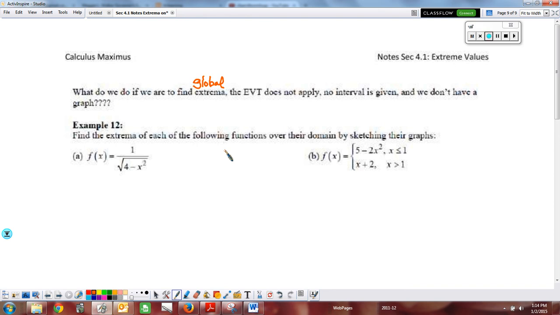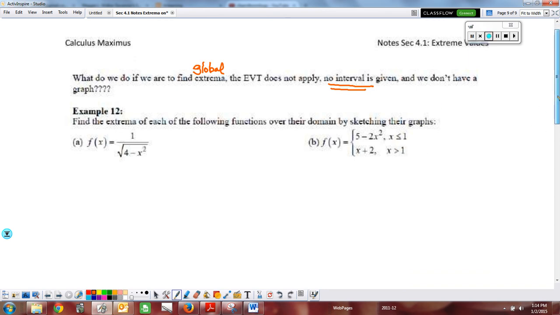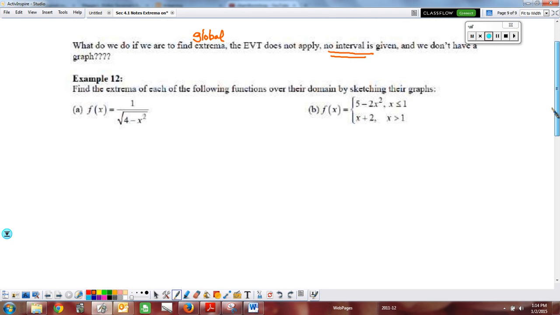We can determine where those are, but there's no interval given, which would mean that EVT doesn't apply, or we don't have a graph, or we don't have continuity in the problem. And so we're going to look at two examples. Each one has different characteristics of why EVT fails.